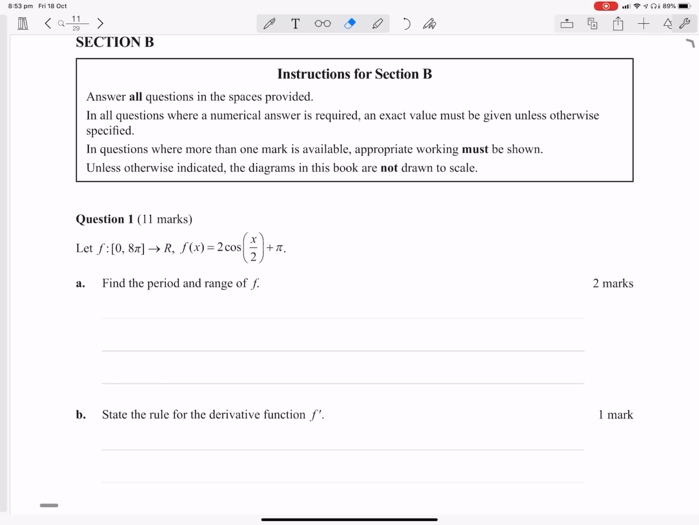We're about to go through 2016 exam 2, the extended response. In all questions where a numerical answer is required, an exact value must be given unless otherwise specified. So unless it says decimal places, you must give an exact answer. When more than one mark is available, appropriate working must be shown.